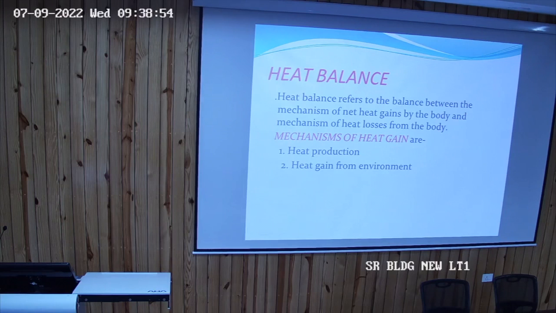What are the different mechanisms by which the body tries to generate heat? What are the different mechanisms by which the body tries to lose heat? And this balance has to be maintained for the maintenance of which constant value? Which constant value of temperature?